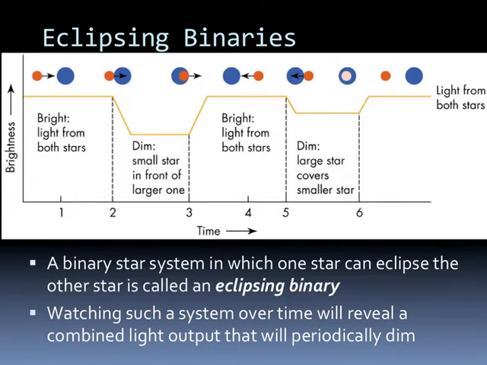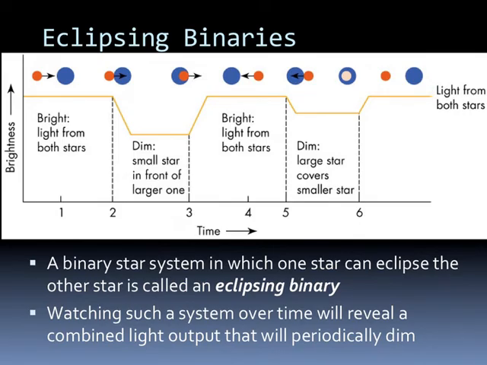These again are stars that are too far away that we can't see two different stars, but I can look at the light coming from it. When the two stars are side by side, even though we can't resolve them, we're getting light from both of them. Then as the smaller star goes in front of the larger star, it's blocking some of the light, and so it goes dim. Then it comes out from behind and it goes bright again. Now when that smaller star goes behind the larger one, I also lose some light, not as much.